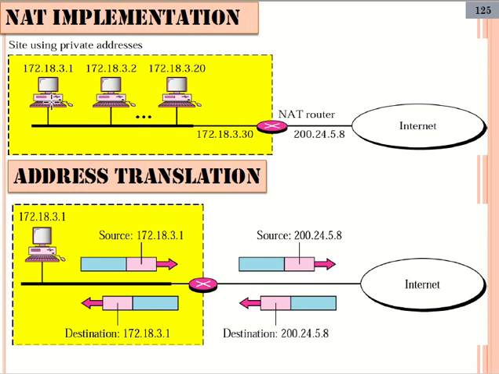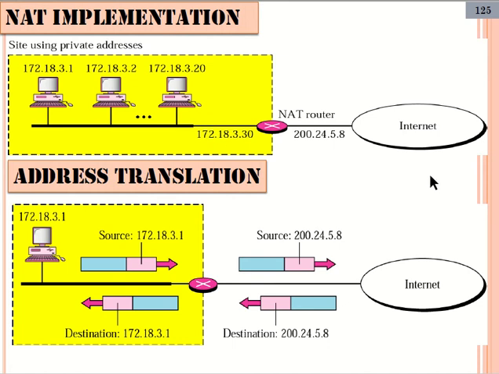172.18.3.1, 172.18.3.2, 172.18.3.20, and so on. So any number of addresses within the given range can be assigned within the organization as private addresses. Whatever address you can see here, this is the network address of this private network.